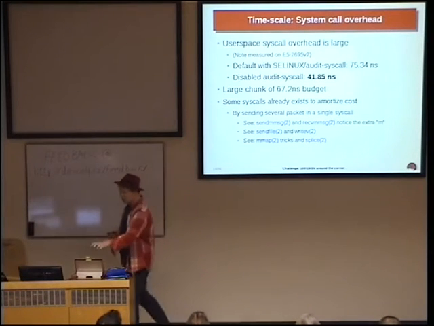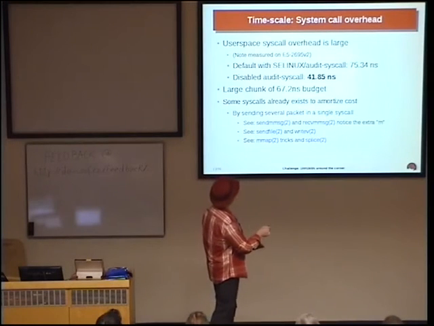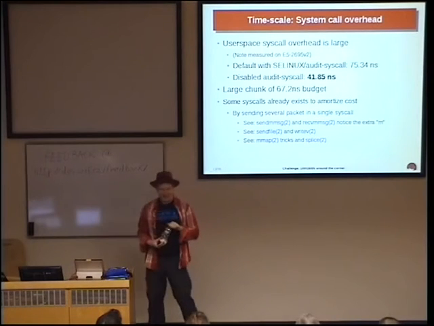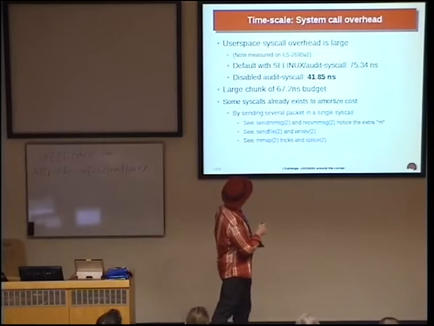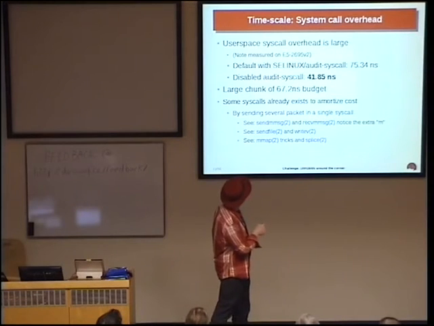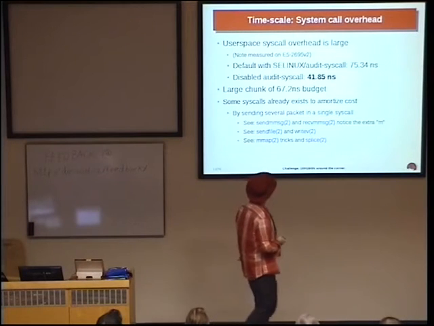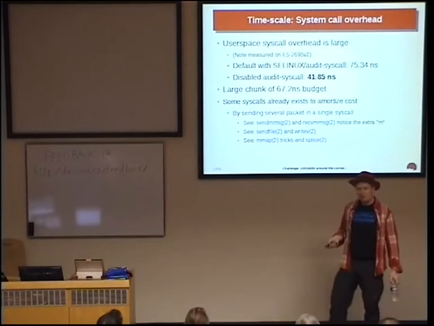So what happens if you actually need to talk to users, basically your system call? First when I measured it, it was like 75 nanoseconds. I thought this was never going to fly. Then I actually found out that the audit syscall was causing quite a lot. So we ran to 42 nanoseconds. It is a large chunk of my budget.